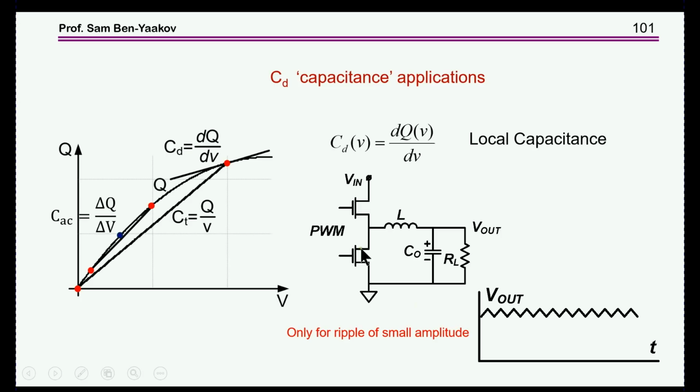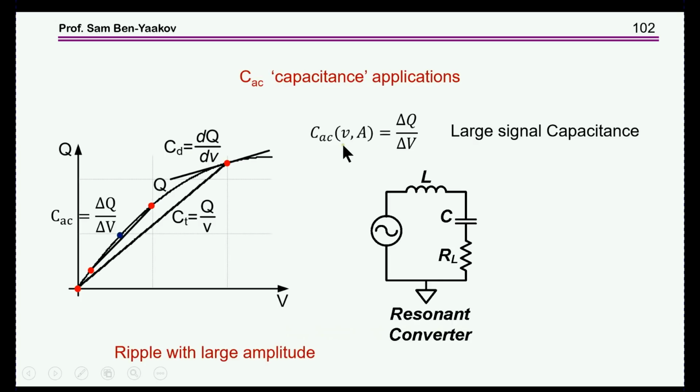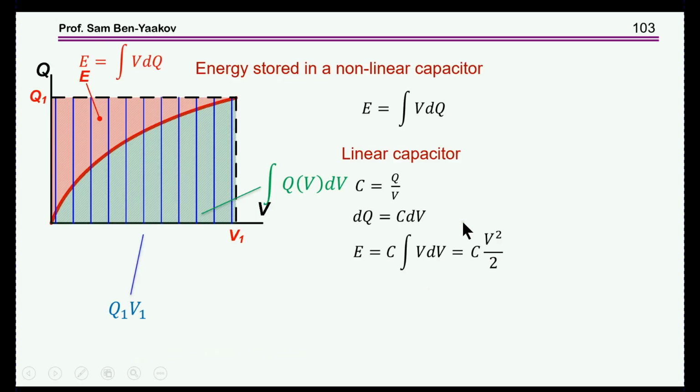Let me go on here. I'll finish this part very quickly. For resonant, for PWM converter, switch mode converter, obviously we are interested in the small signal because the ripple is small, and this is the parameter that we want to work with. In resonant converters, we do have to worry about the CAC, the large signal capacitance. Because this is the parameter that will affect the behavior of this resonant circuit. You cannot use the local capacitance, which is incorrect.